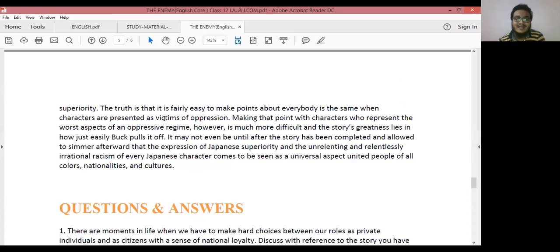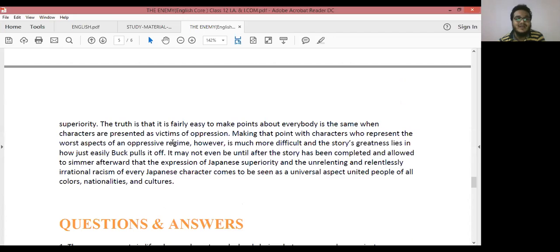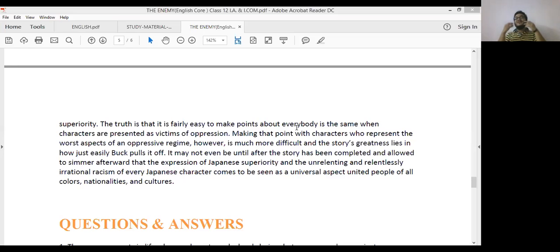The truth is that it is fairly easy to make points about everybody when characters are presented as victims of oppression. So it is true that it is fairly easy to make a point. We can easily make a point to anyone. But what happens when the turn comes for you? Unless you are in the scene, you do not face the same situation, you don't realize what the problem is.